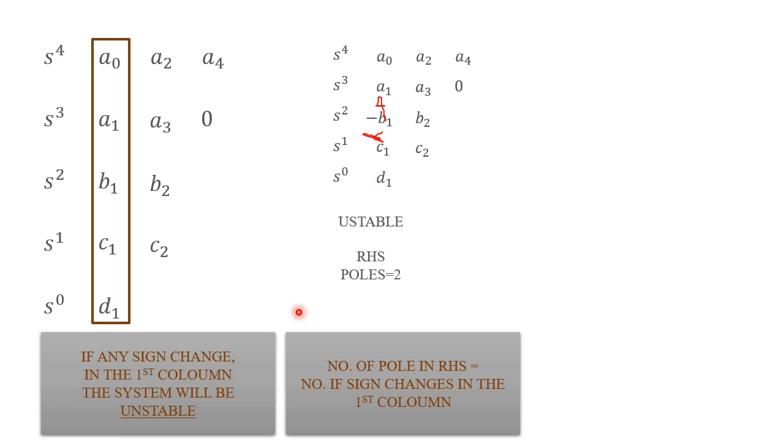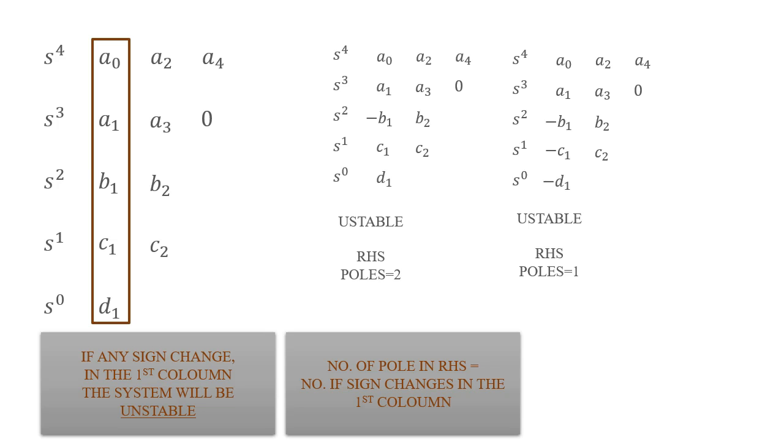Now let's see another case. Before that, let me erase this. Another case, we have this. And here I'm getting plus, plus, minus, minus, minus. So the number of sign changes here: plus to minus, then minus, minus, minus. No sign change here. Here is one sign change, from plus to minus. So the number of poles on the right half will be 1. And because we have one sign change, the system will be unstable. So the system will be unstable, and due to one sign change, the RHS poles will be 1.